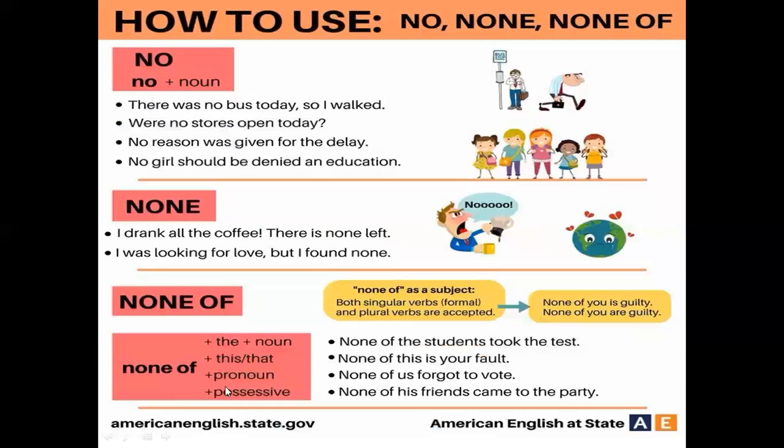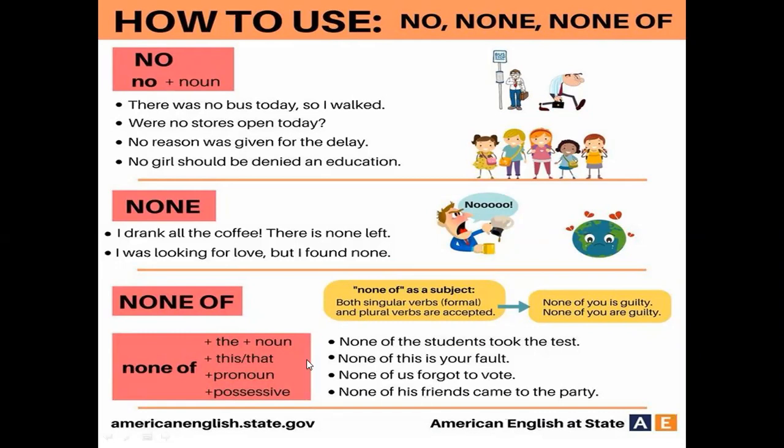Here you can see that we can use none of after these alternatives, for example, plus noun, or the demonstrative pronouns, this and that, plus pronoun, plus a possessive. So we have some examples here. None of the students took the test. And in the book, you can see that it's the opposite. For example, we can say all of the students took the test. So that represents like 100%. So when we're using none here, it's like 0%. So none of the students took the test.